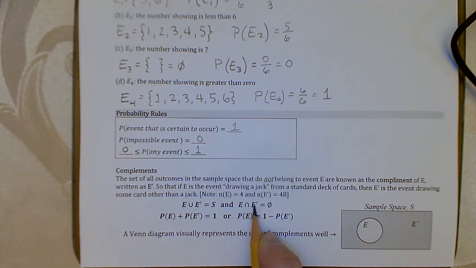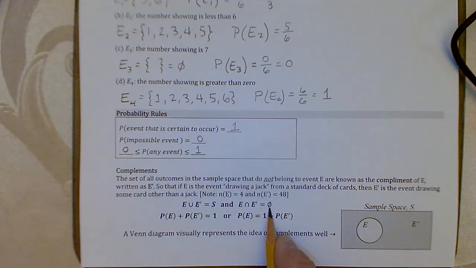So the intersection of those two events, can the card be both a jack and not a jack? And so the answer is no, they can't both happen at the same time, because they're complements of each other. So that's not possible, right? There's nothing in that set. The intersection of E and the complement of E is the empty set or the null set.